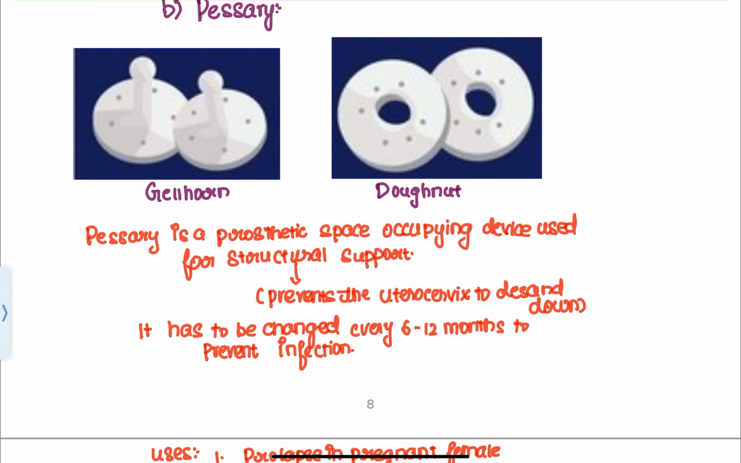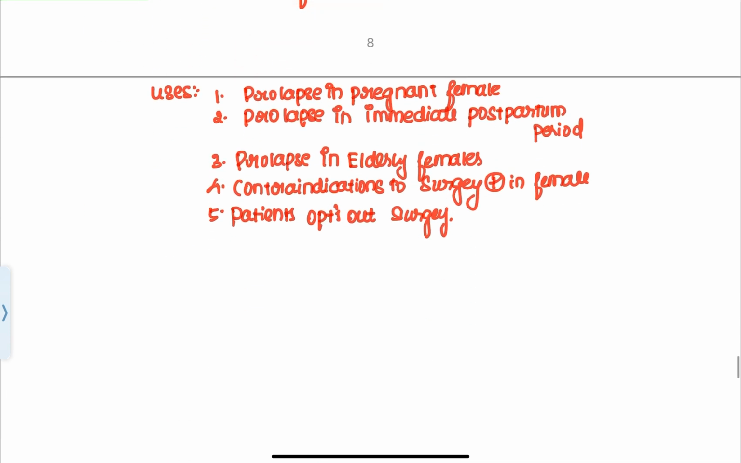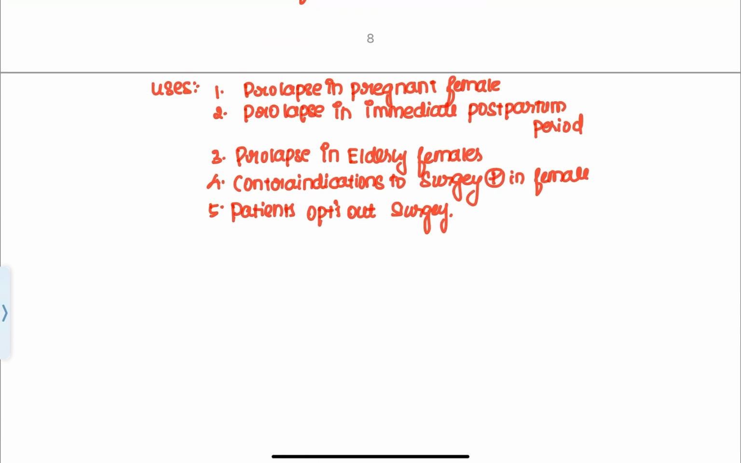So gellhorn pessary and the donut pessary are the most commonly used pessaries, right? So this is basically a space occupying prosthetic device which is mainly used for structural support, and it is going to prevent the uterus and cervix from descending down into the vagina. But the main thing is that it has to be changed every 6 to 12 months in order to prevent infections.